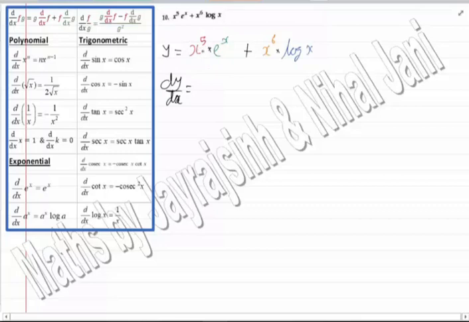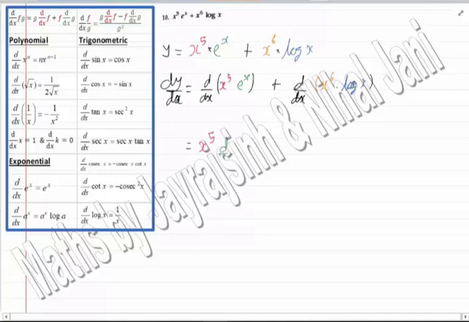First of all, we will differentiate first term, and in differentiation of first term we have x raised to 5 into e raised to x, right? Okay, and then d by dx of second term, in which we have multiplication of x raised to 6 and log x, right? Okay, so let's differentiate the first term, in which we have to apply multiplication rule.